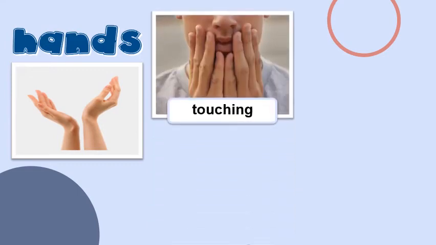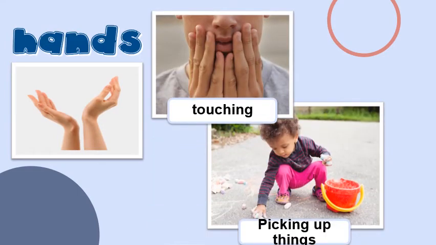Now, what are the uses of our hands? It is used for touching, also picking up things, and the list goes on and on. We use it for writing, drawing, cooking. We also use our hands when we're eating, right? When we're using the utensils, spoon and fork, chopsticks, and many more.